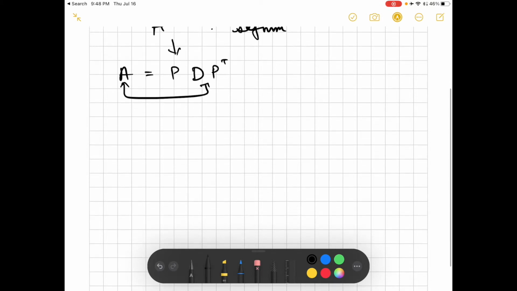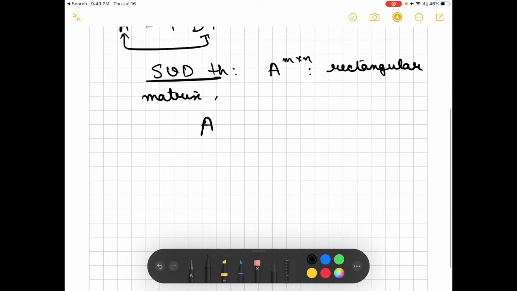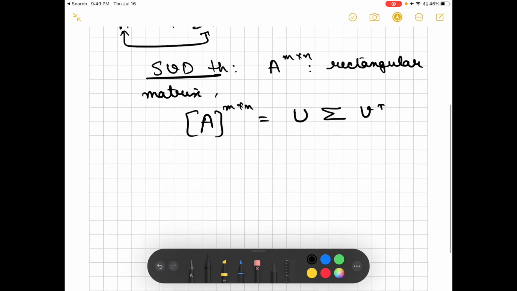So the fundamental theorem of SVD states that if A, M cross N, is any rectangular matrix, and it can have any rank R, which can be between 0 and the minimum of M and N, then we can factorize our rectangular matrix M cross N into three components, which we say as U, sigma, and V transpose. All of them are matrices.